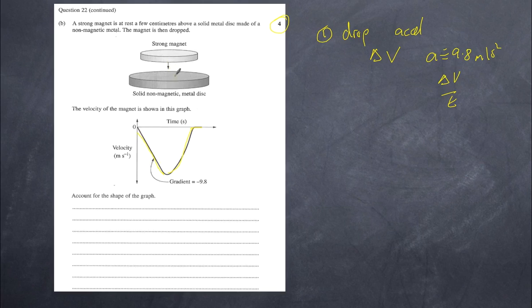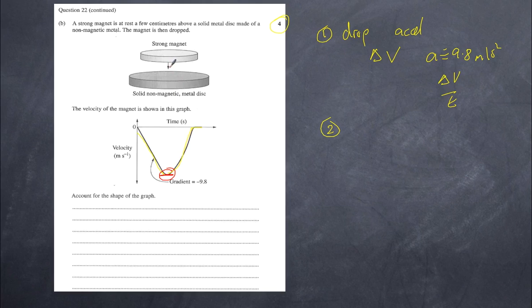But of course, as it approaches the metal disc over here, this is going to experience a changing flux, which means it's going to cause an eddy current, which is going to oppose it, which means it's going to start to slow down. So it's going to stop accelerating, and hence the level here is 0. Then it's going to slow down, and eventually the change in flux will be so great that it will actually cause it to stop.